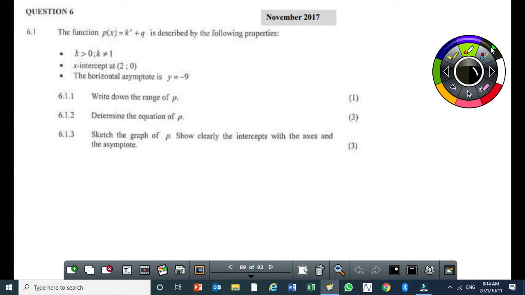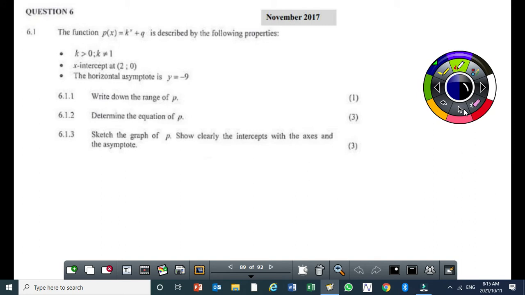We are given that function p of x is described by the following properties: k is greater than 0, where k is the base, but k is not equal to 1. The x-intercept is at x equal to 2 and y equal to 0, and the horizontal asymptote is y equal to negative 9. Question 6.1.1 says, write down the range of p.